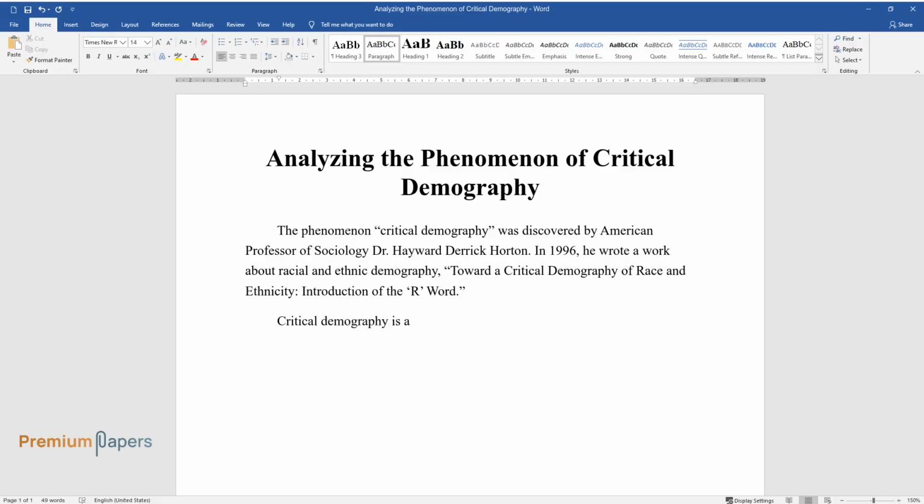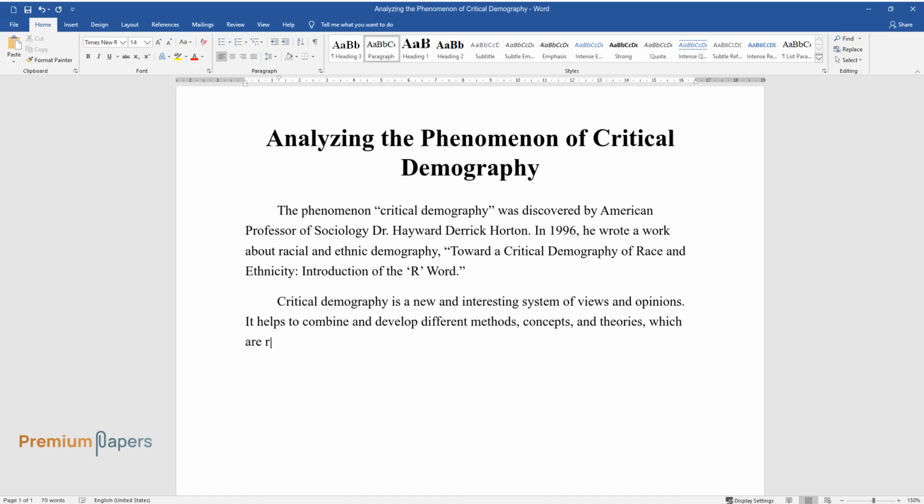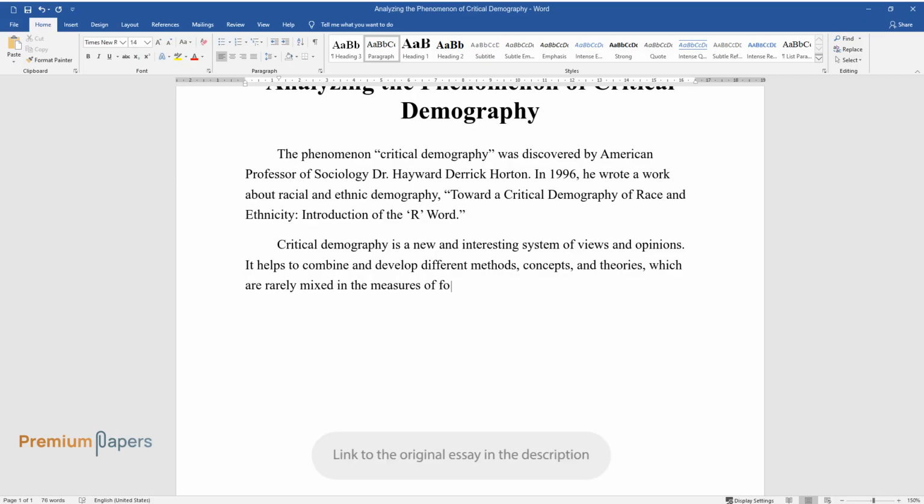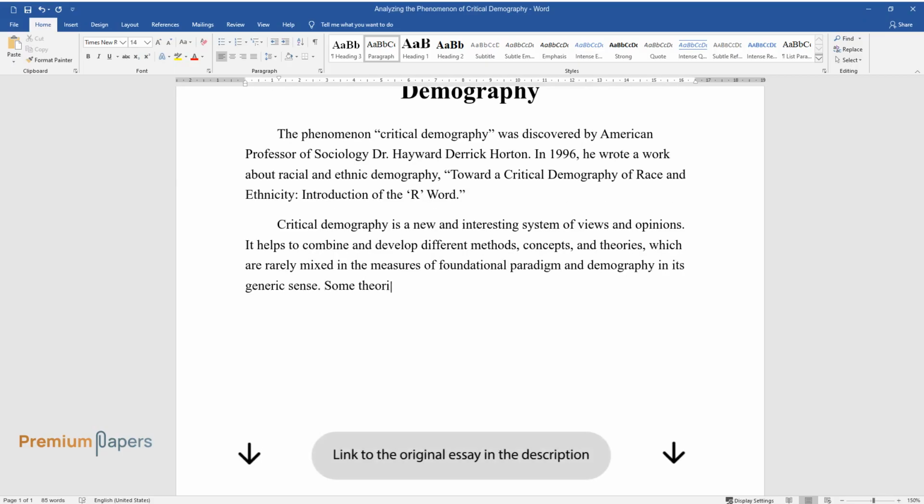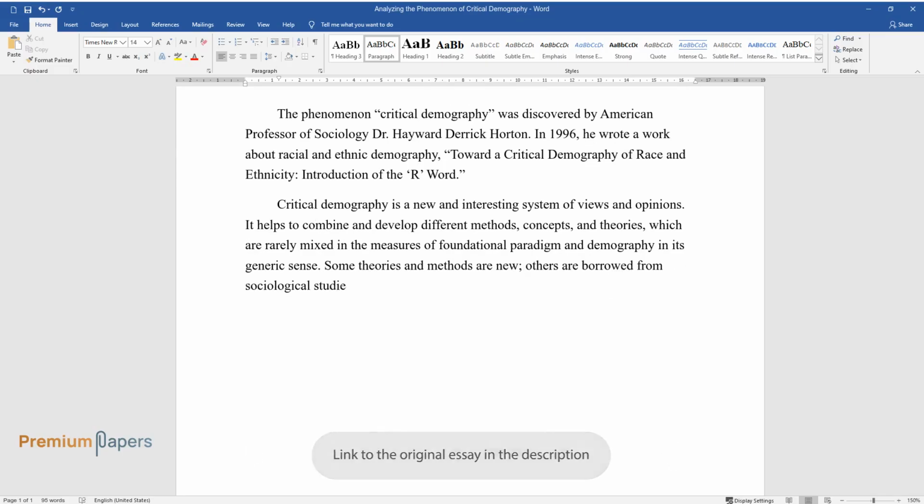Critical demography is a new and interesting system of views and opinions. It helps to combine and develop different methods, concepts, and theories, which are rarely mixed in the measures of foundational paradigm and demography in its generic sense. Some theories and methods are new, others are borrowed from sociological studies.